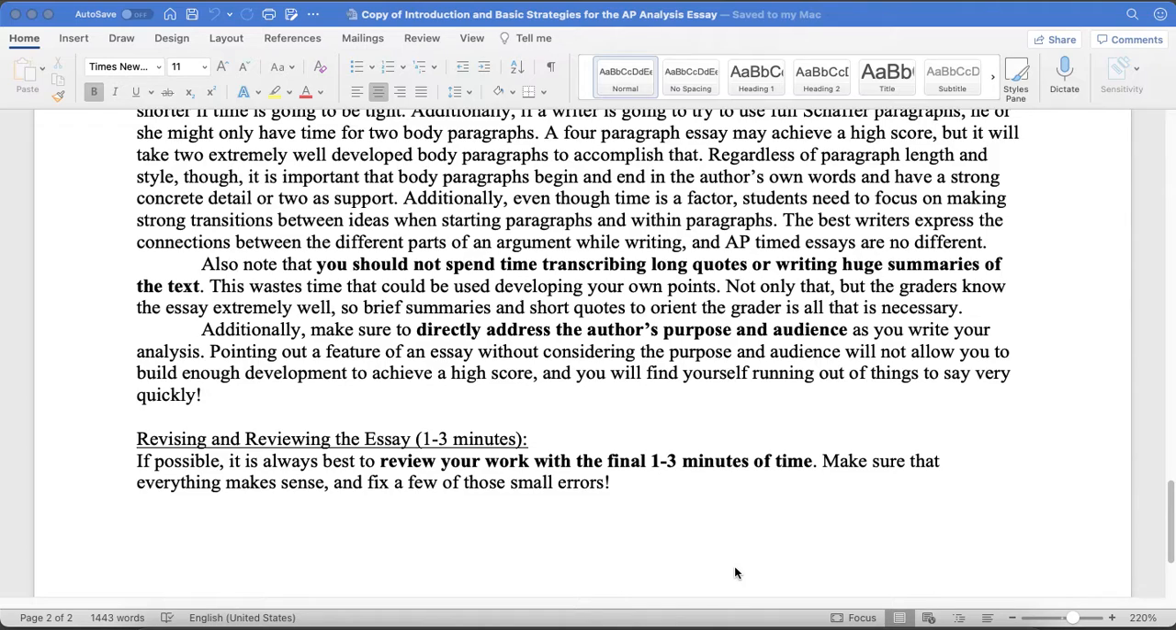The other thing is you need to directly address the author's purpose and audience. That is how you're going to get some commentary. That's how you're going to actually have some depth beyond just pointing out certain things.